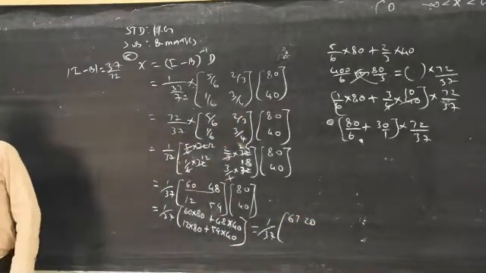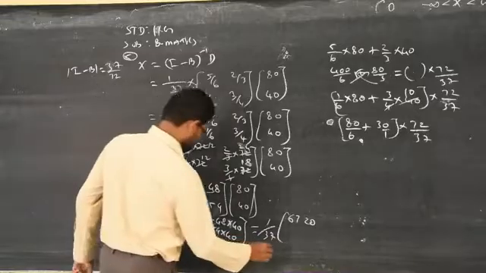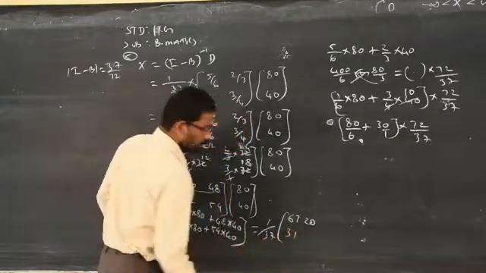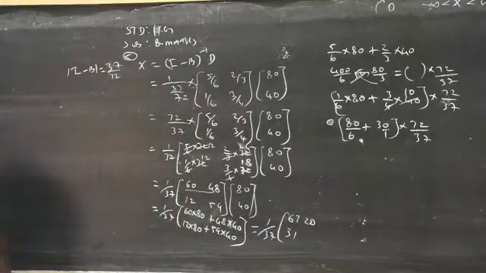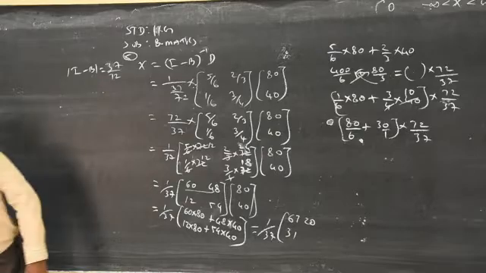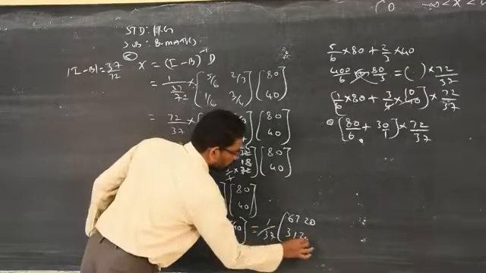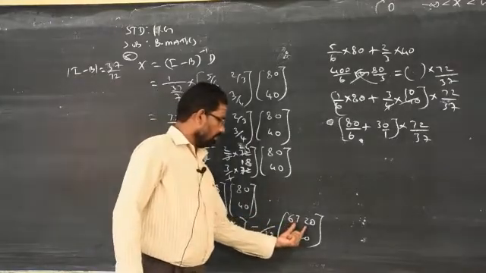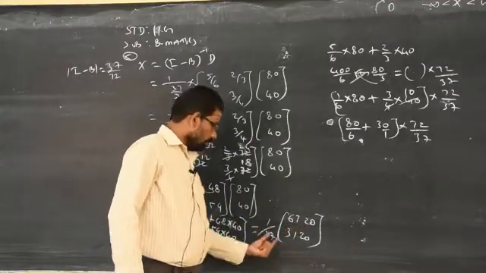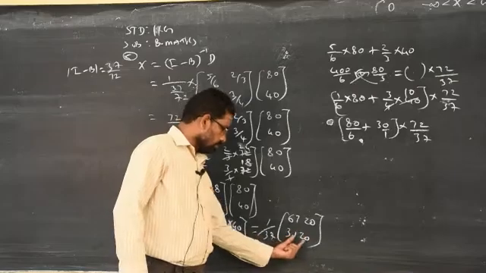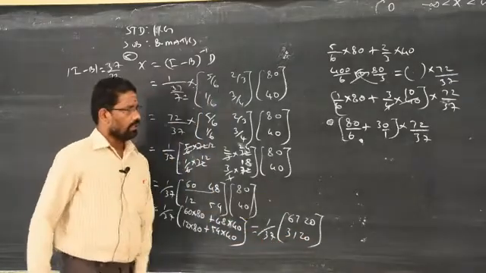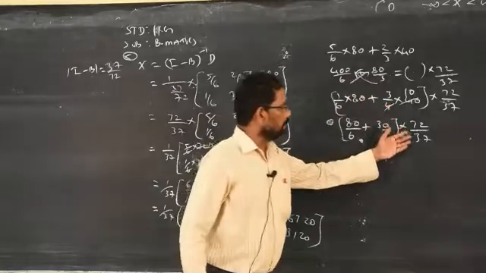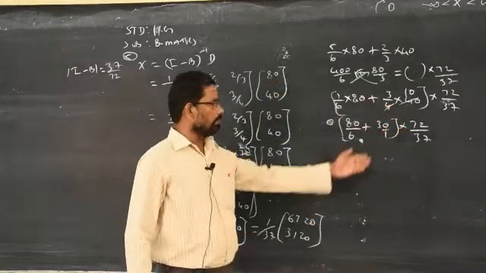and the second one, 3120. Now you divide 6720 by 37, you will get the first answer. Then you divide 3120 by 37, you will get the other answer. If you follow this method also, you will get the same answer. The final answer will always be the same.